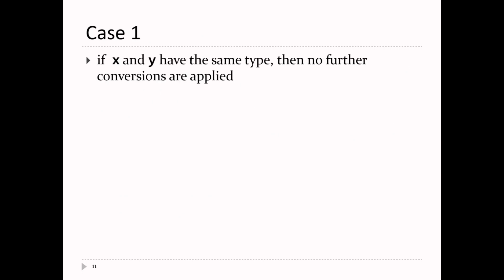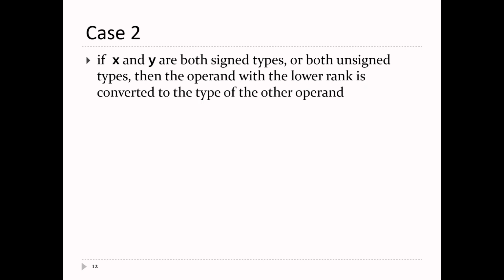Case 1, x and y have the same type, nothing else happens. If x and y both have type int, it just uses int arithmetic. If they both have type long, it uses long arithmetic. If they're both unsigned int, then it just uses unsigned int arithmetic. Case 2, if they're both of the signed type or they're both unsigned type, such as an int and a short, a long and an int, or an unsigned long and an unsigned int, then the operand with lower rank gets promoted up to the higher one. So int and long, the int gets converted to long. Unsigned int and unsigned long, the unsigned int gets promoted up to unsigned long.